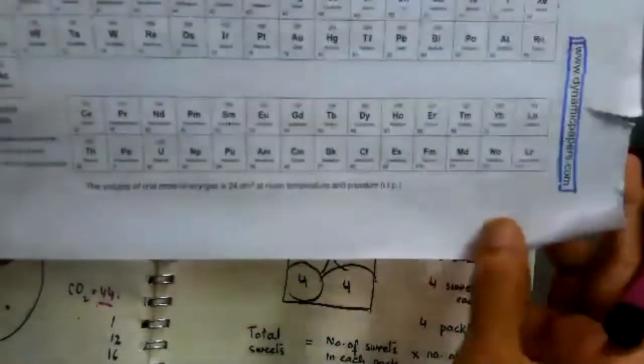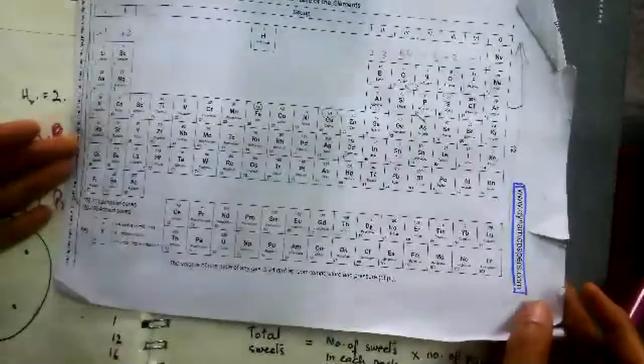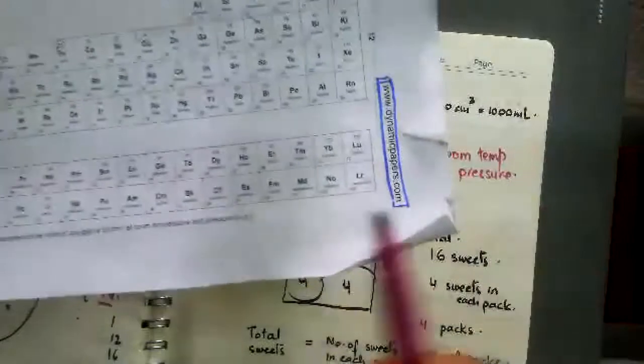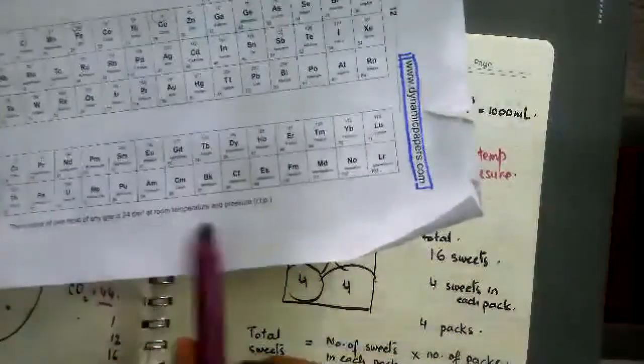If you get the printouts from past papers websites, for example, this is from dynamicpapers.com, then you also get a periodic table at the end.